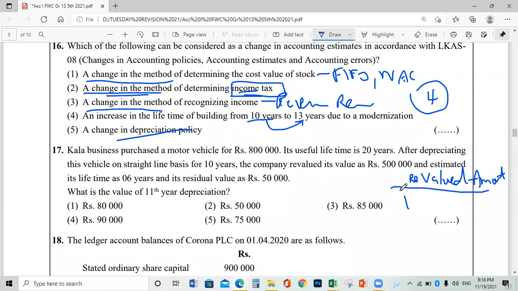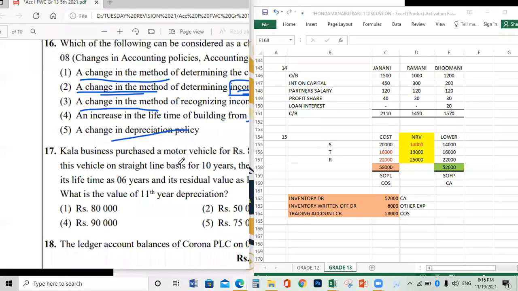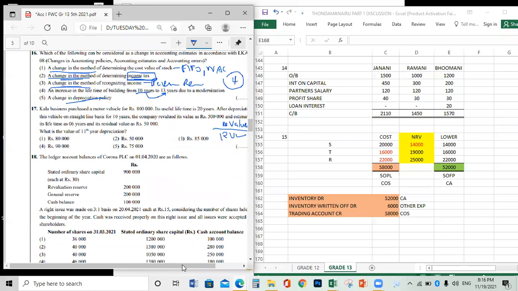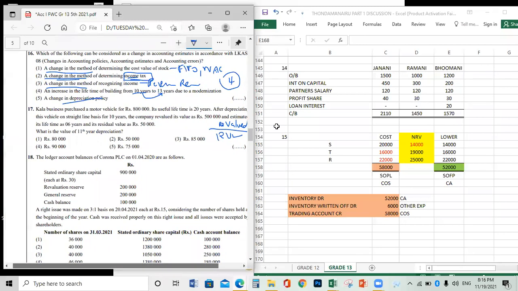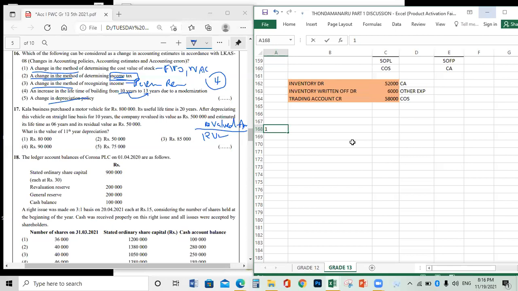Okay, so they say the revalued amount is given and they have given even the residual value. So you should deduct the residual value and divide it by the remaining useful life. Okay, so I'll write it properly. So what you can do is, 17th one. So how to calculate? You take the revalued amount, and then they have given the useful life, residual value. Deduct it and divide by the remaining useful life. Okay.